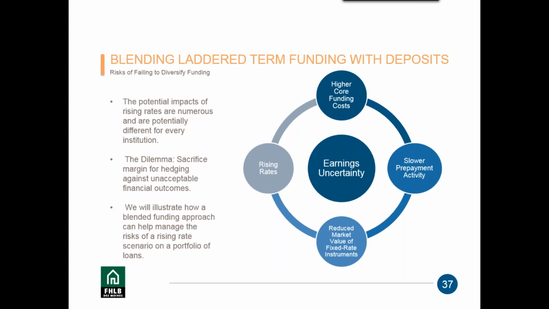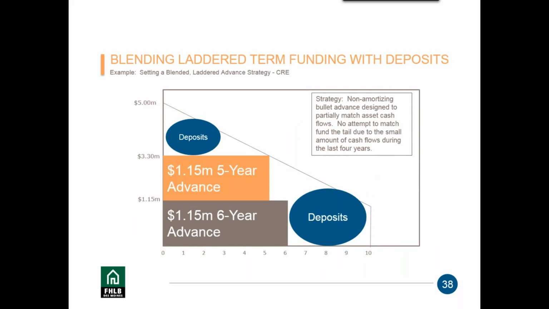We dynamically blend funding strategies that can represent a blend between staying short, getting as much current income as you possibly can, and extending the majority of your funding or maturity of your funding immediately in the event that rates rise. We'll now look at a specific case of setting a blended ladder term funding strategy.